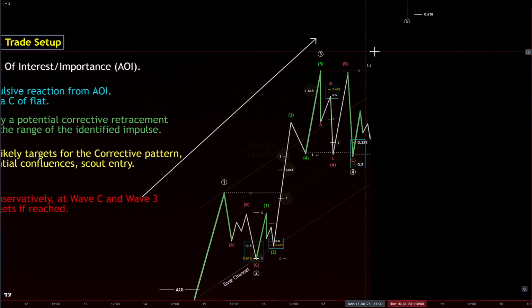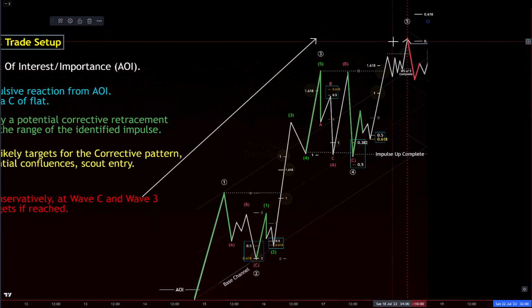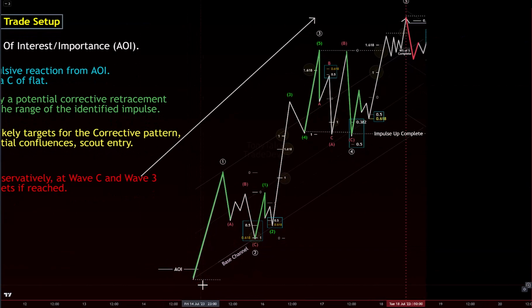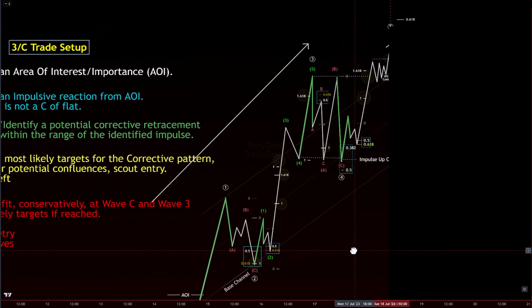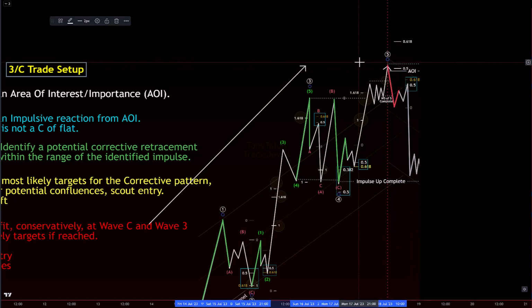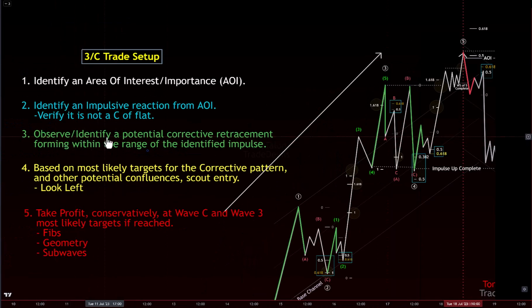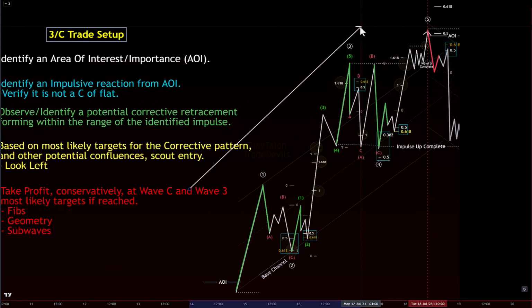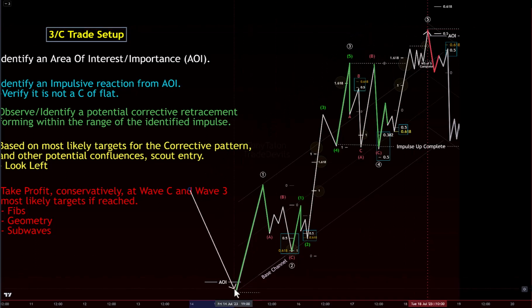All right, so we have our impulsive move up. This is now our range high, so we move this from here to here, and we keep this down here the same. This is the low of our impulsive move, the start of our impulsive move, and up here is the high of our range, because this is where the 5 of 5 is all done and good to go. Observe, identify a potential corrective retracement forming within the range of the identified impulse. All right, so we have our impulse up. We've identified the range of our impulse up here, down here.